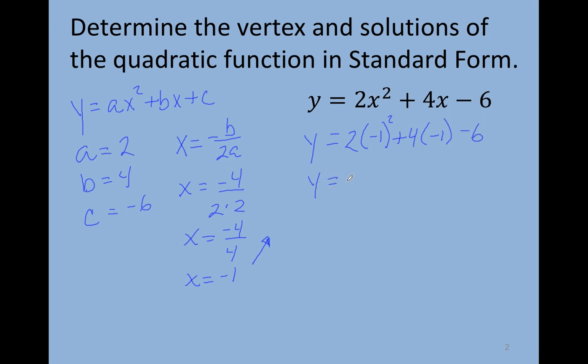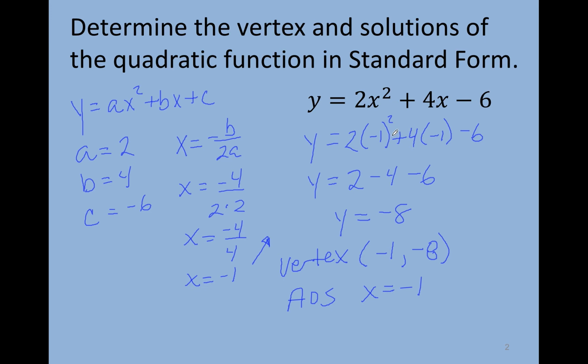So y is equal to 2 times 1, which is 2, 4 times negative 1, which is negative 4, minus 6. y is equal to negative 8. So my vertex is negative 1, comma, negative 8. My axis of symmetry is x is equal to negative 1.